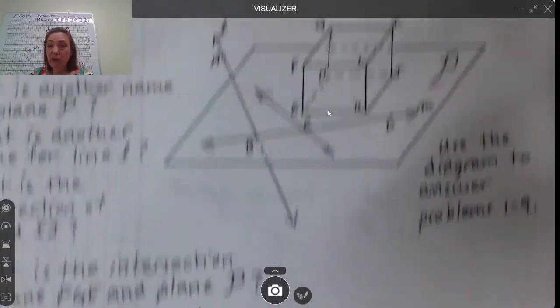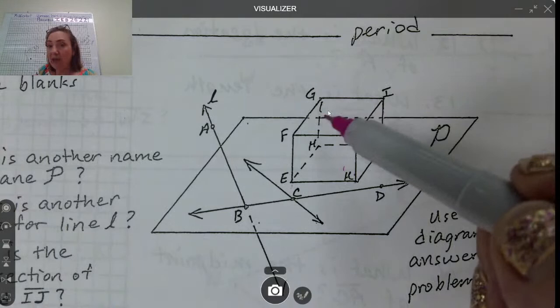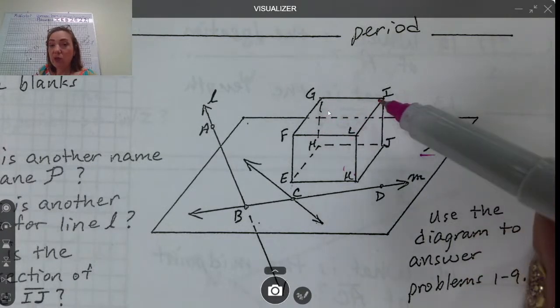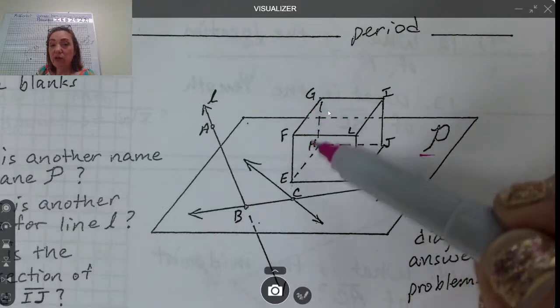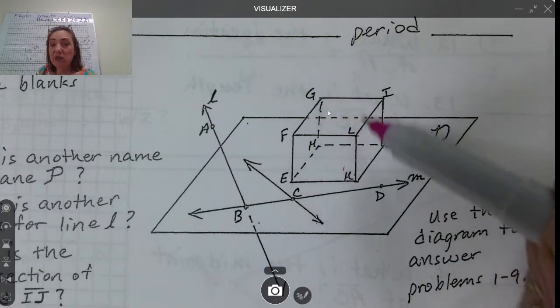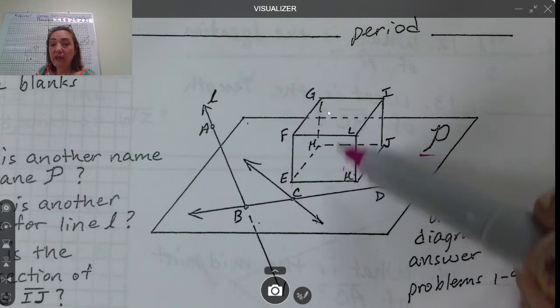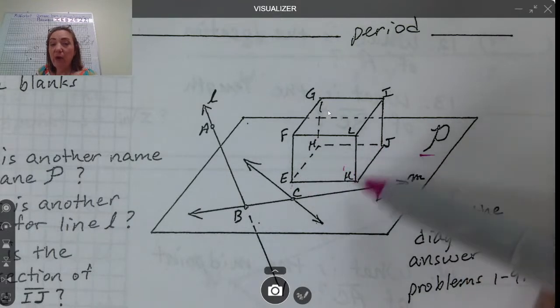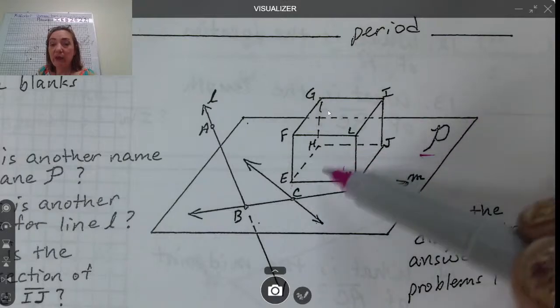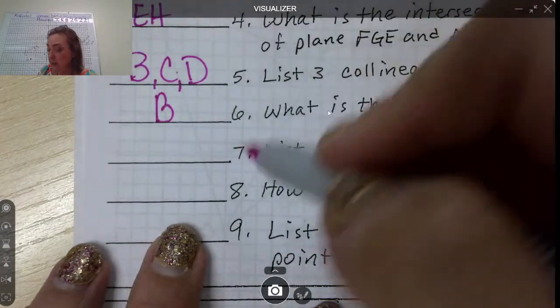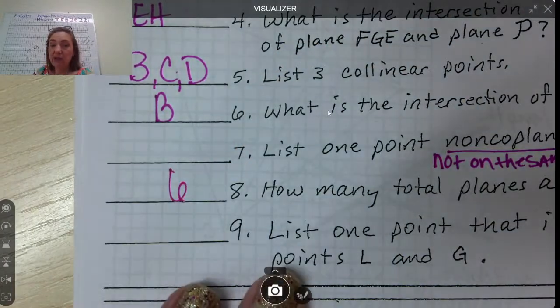Okay, number 8, how many total planes are there? How many total planes are shown? So we know we've got the top, that's 1, this side, 2, this side over here is 3, the back is 4, the front is 5, and the bottom of the box and the diagram plane are the same plane. So that makes 6. So there's 6 total planes listed.